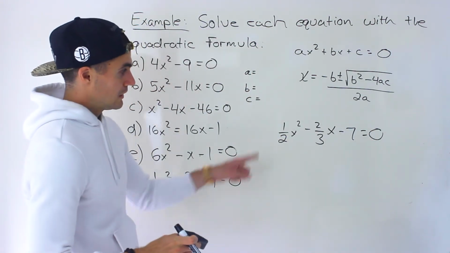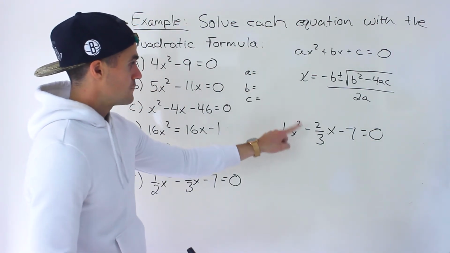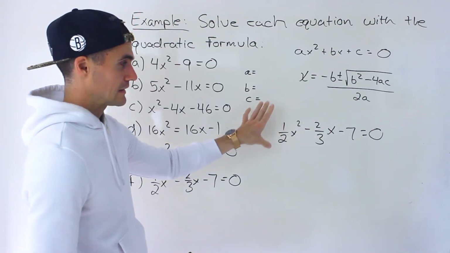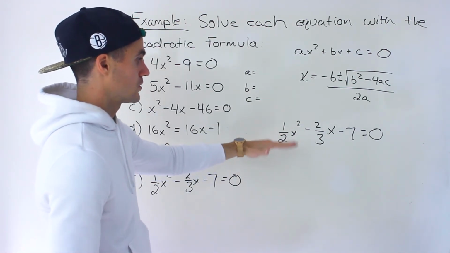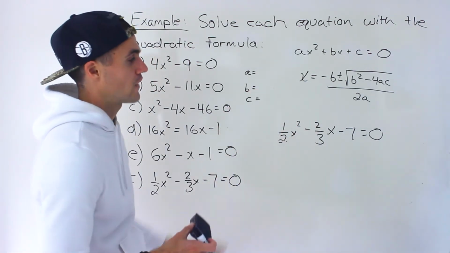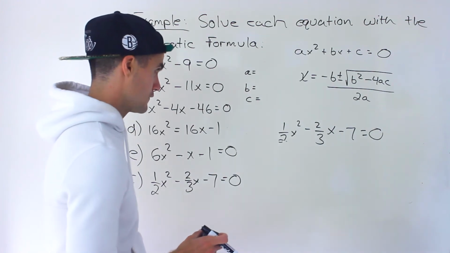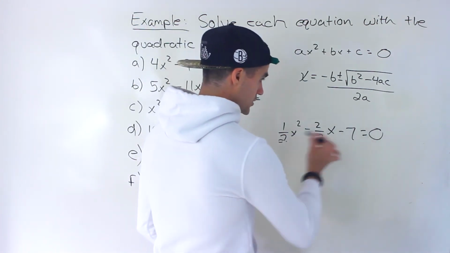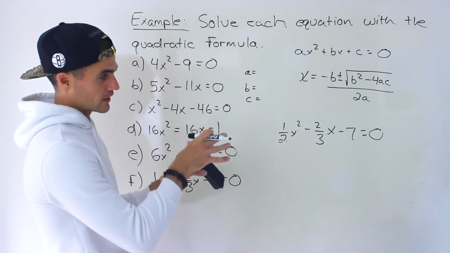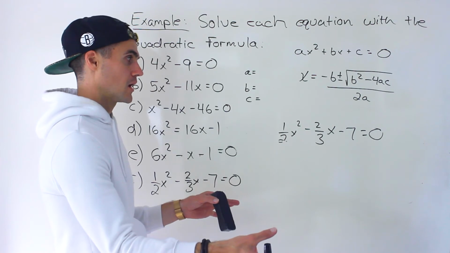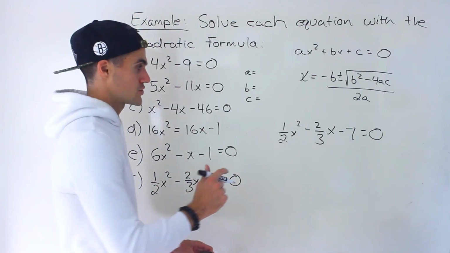If you want, you could plug in these values, an a value of a half, b value -2/3, c value -7 into the quadratic formula, but that's going to get pretty ugly because notice we're plugging in a bunch of fractions for a formula that's already in fraction form. So you can do that if you want. What I would do, I've mentioned this before in previous videos, when I have a quadratic equation with fractions, I like to multiply everything by the lowest common denominator to get rid of all the fractions.